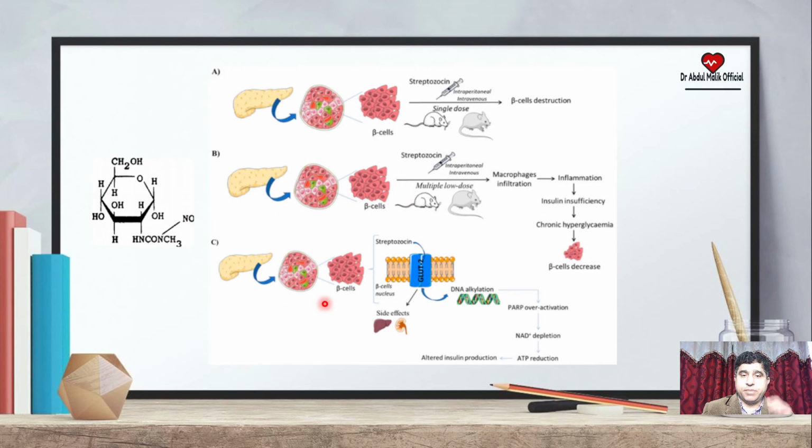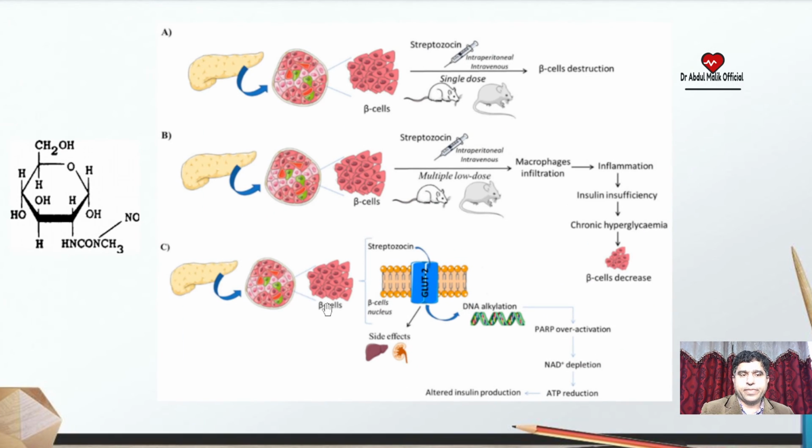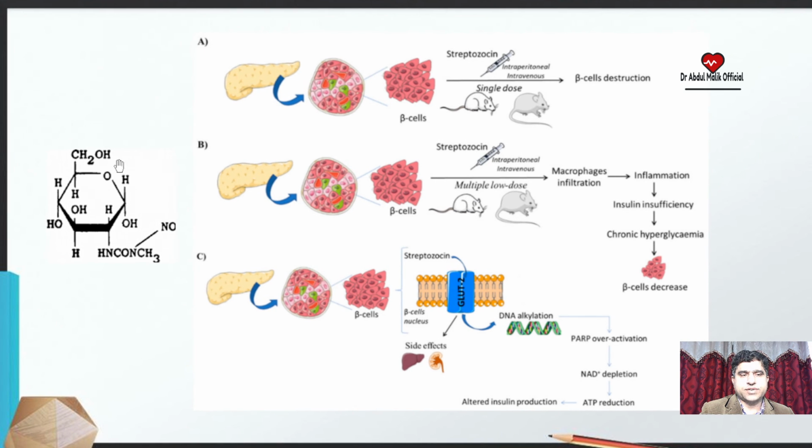Now coming to the main mechanism of action of the streptozotocin, here the structure of streptozotocin, and we can see A, B, and C form. So in first form, streptozotocin is given through intraperitoneal and intravenous dose in mice and rats that can destroy directly beta cell destruction. On the other hand, if we go the multiple low doses to the animals, then it causes the beta cell decrease, and you can induce type 2 diabetes or type 1 diabetes through this method.